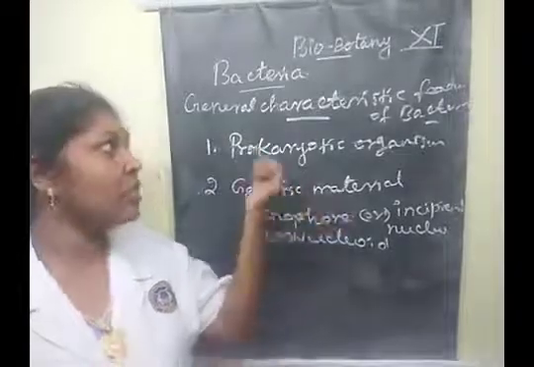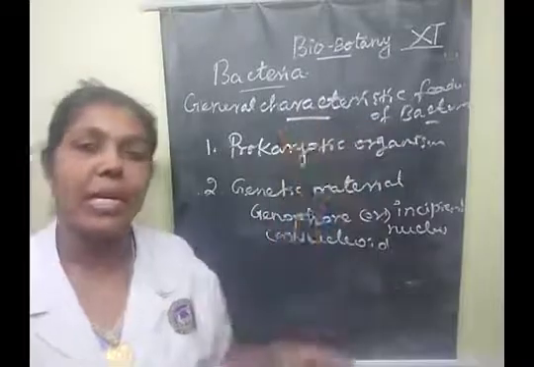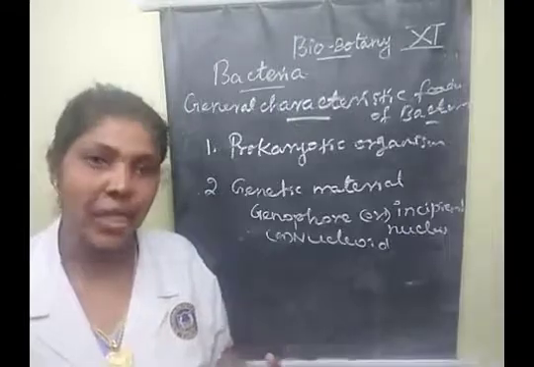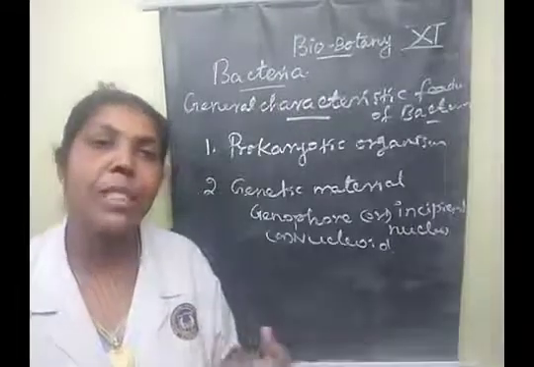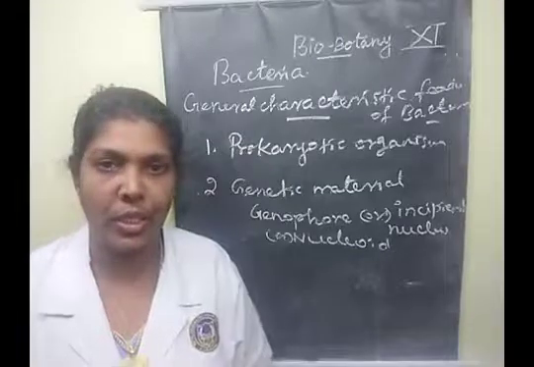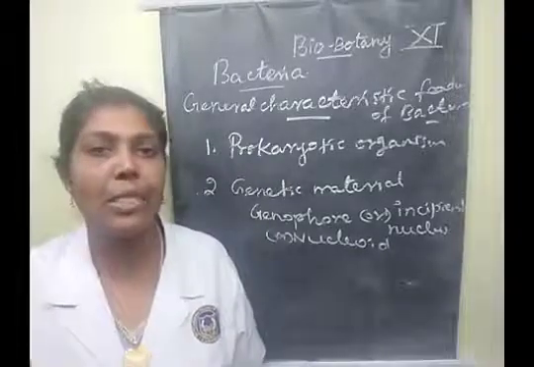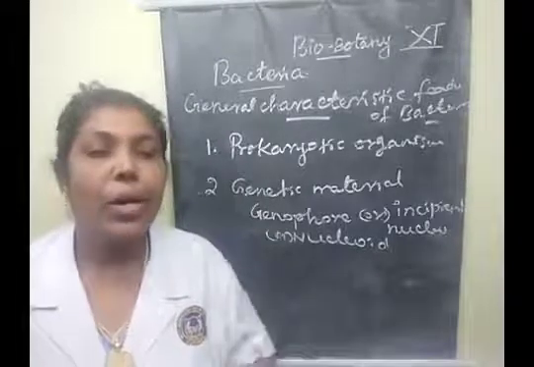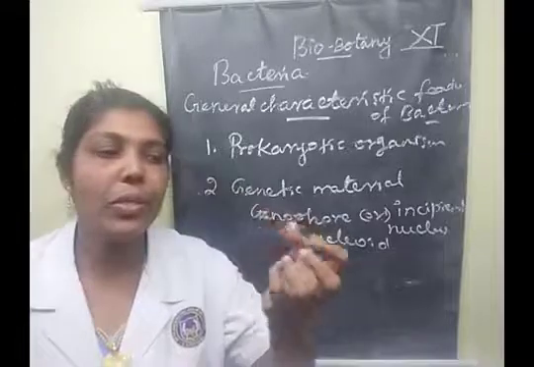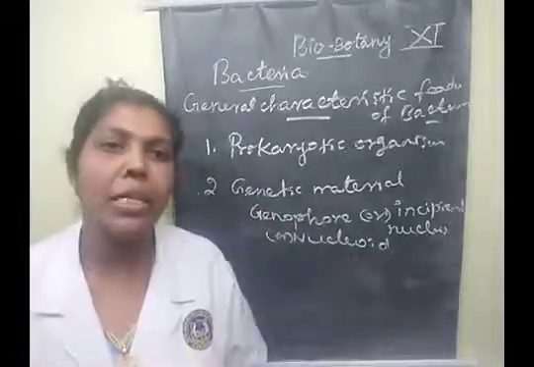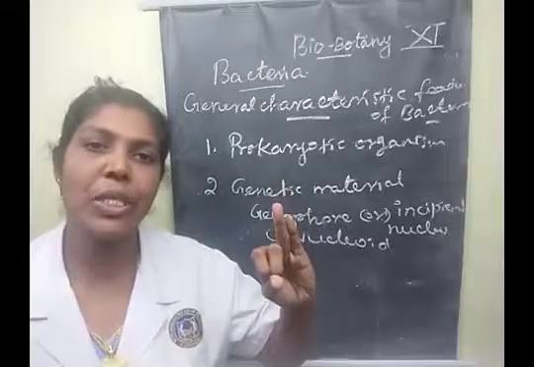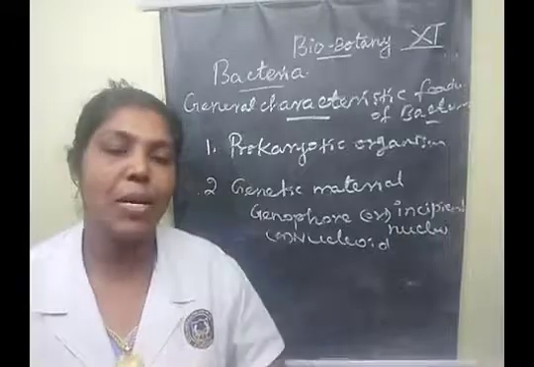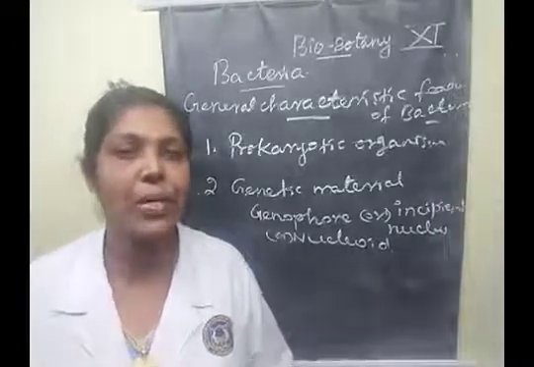The next general characteristic feature: sometimes bacteria show variation. How does this variation take place? Due to genetic recombination. Through genetic recombination, they express variation. Clear, children? The methods to get this variation are conjugation, transformation and transduction. These are the three methods of sexual reproduction in bacteria. Clear, children? Say yes or no?